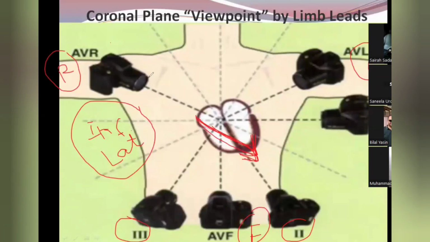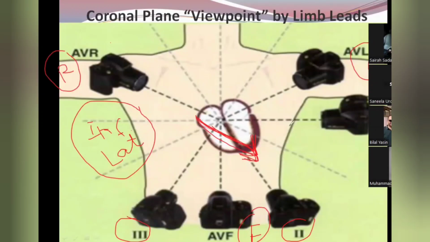So anything that is recording the electrical activity of the heart from the right side, how will it see the electrical activity? It will see the current flow going away from it. And those leads that are placed on the left side or inferior side will be recording the electrical activity of the heart as the current is flowing towards them.